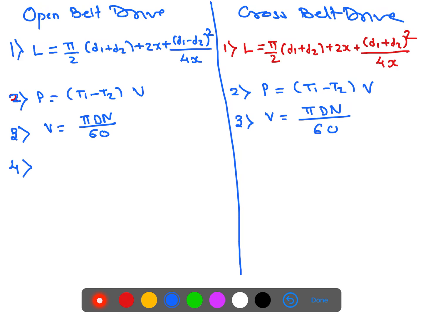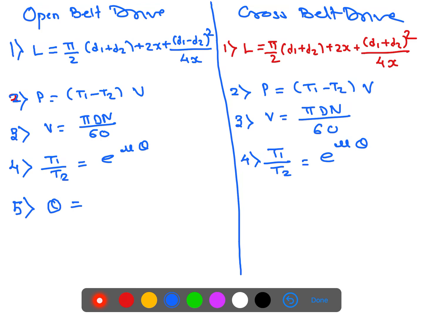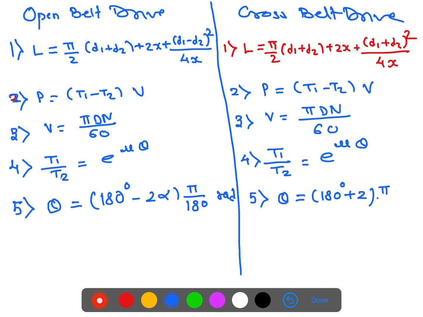Then the ratio of the driving tensions, that is T1 divided by T2, for open belt drive is equal to e to the power mu theta. Similarly, it will remain the same for the cross belt drive also, that is T1 by T2 is equal to e to the power mu theta. And the fifth expression which we have seen is the determination of angle of contact. For open belt drive, this theta is equal to 180 degree minus 2 alpha into pi by 180 radian. And for cross belt drive, this expression changes, that is theta is equal to 180 degree plus 2 alpha into pi by 180 radian.